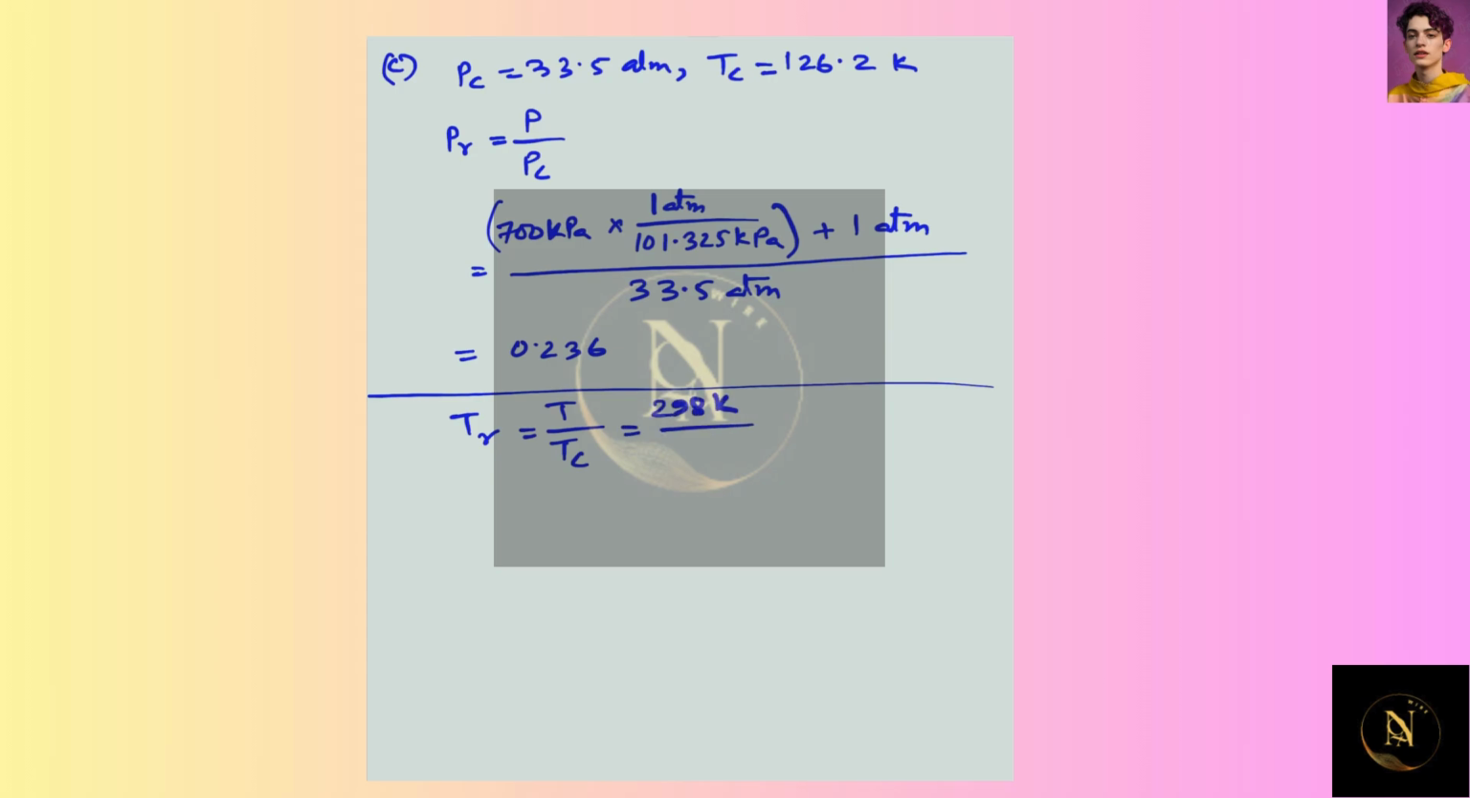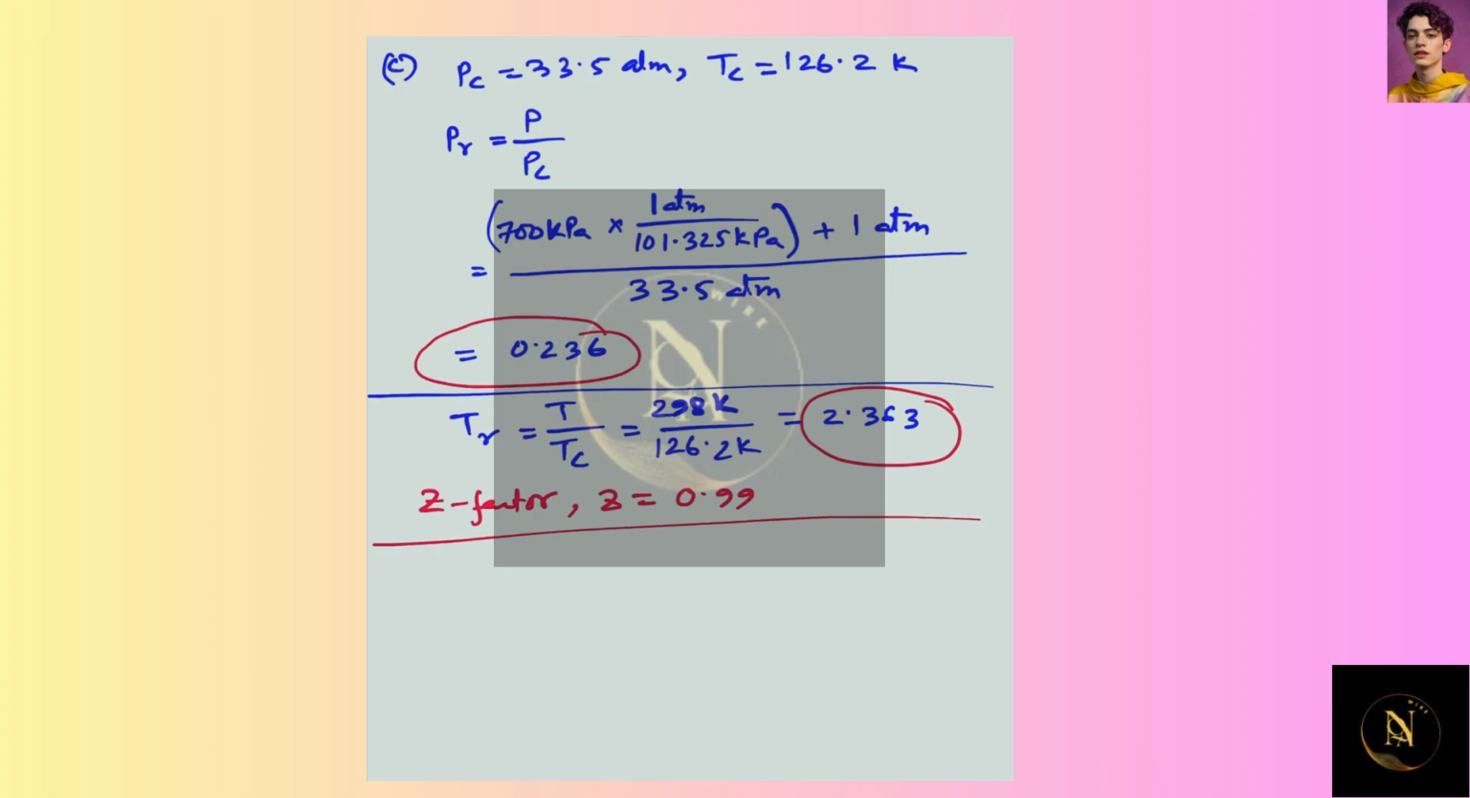Similarly, for reduced temperature, the given temperature divided by the critical temperature. Given temperature is 298 Kelvin and the critical temperature 126.2 Kelvin. Therefore, the reduced temperature is 2.363. Now for this reduced pressure and reduced temperature, we get the Z factor. We get the Z value as 0.99. Now we can use the compressibility factor equation of state and calculate the number of moles of gas.